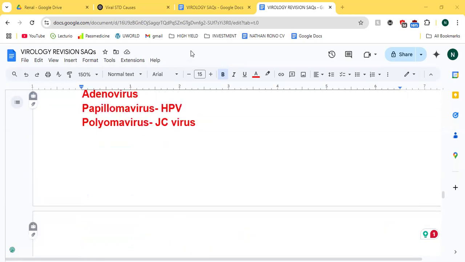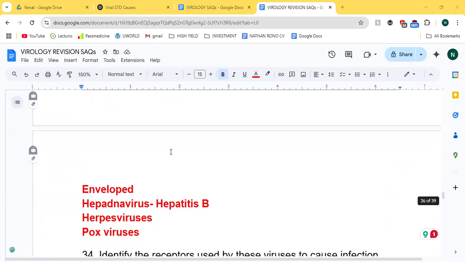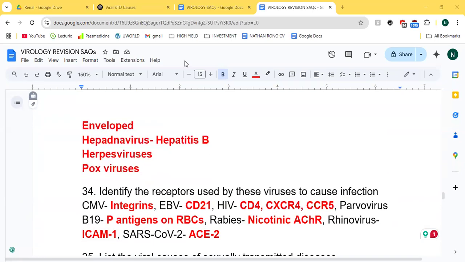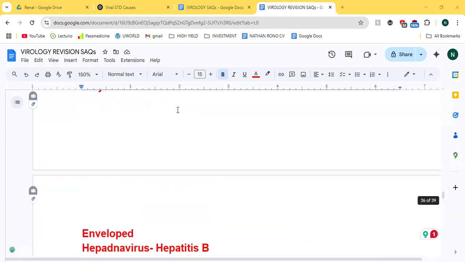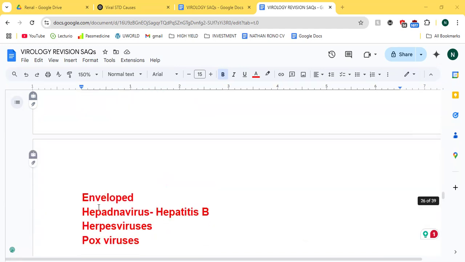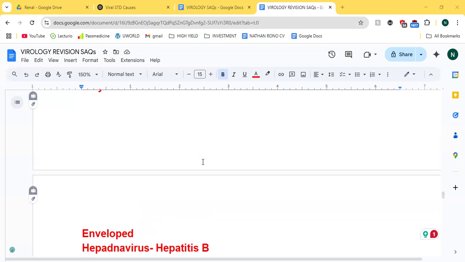We are clear? Okay. So here's the next question. I feel like I already showed you guys. What did you say about the middle three? So the middle three are the circular ones. Papilloma, HPV, JC virus, polyoma, and hepatitis DNA, which is hepatitis B, are the circular ones. The rest are linear.